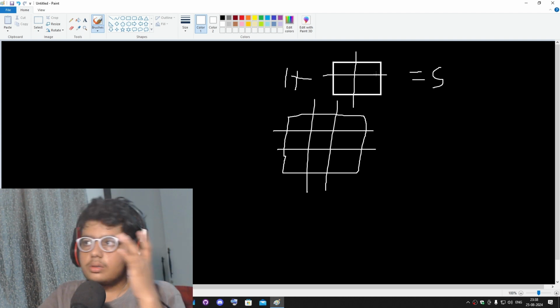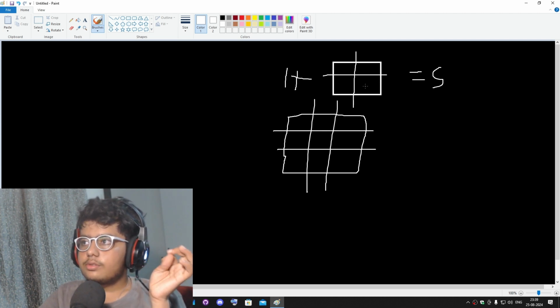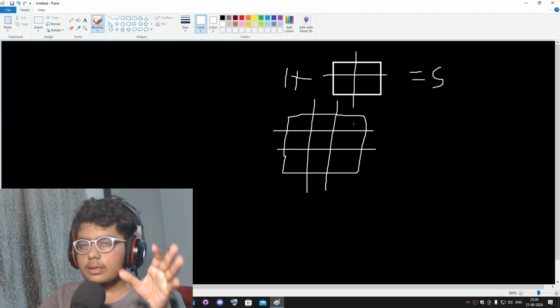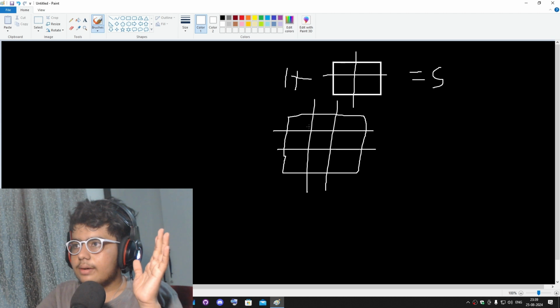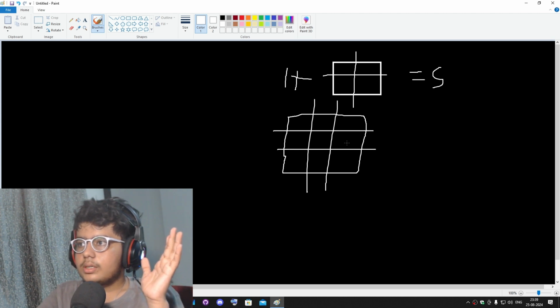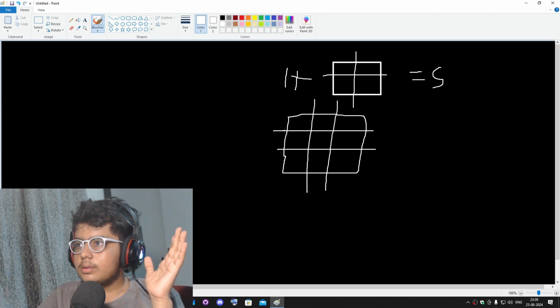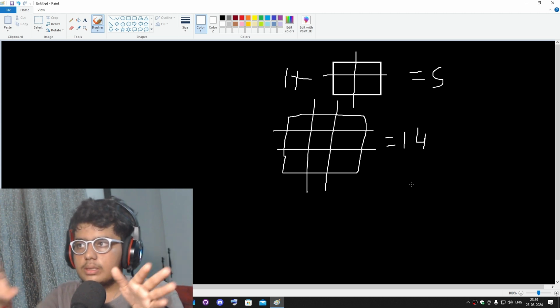Let me first explain this. What is this 5? 5 is how many squares it has. 1 2 3 4 5, it has 5 squares. It may look like a rectangle, but it is a square. Just imagine it as a square. Here we have 1 square, 2, 3, 4, 5, 6, 7, 8, 9, and 10, or 11, 12, 13, and one bigger one, which makes 14. I have counted this manually.